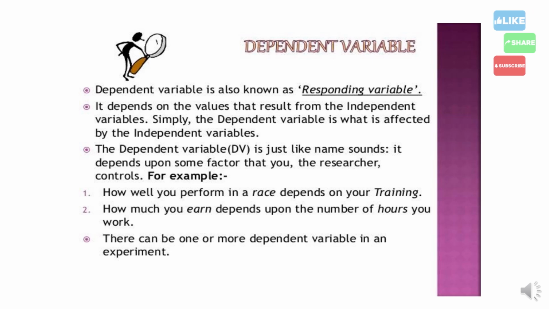Dependent variable. A dependent variable is also known as a responding variable. It depends on values that result from the independent variable. Simply, the dependent variable is what is affected by the independent variable. The dependent variable, DV, is just like the name sounds. It depends upon some factor that you, the researcher, control. For example, how well you perform in a race depends on your training, and how much you earn depends upon the number of hours you work. There can be one or more dependent variables in an experiment.